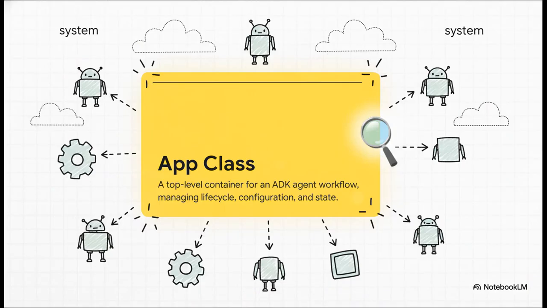Okay, so you've got these different types of agents, but how do you stop things from becoming a total mess, especially when you start using a bunch of them together? Well, that's exactly what the app class is for. You can think of it as the master container for your entire project. It's what takes all those individual agents and turns them into a single, organized, and manageable application. It's a really critical piece of the architectural puzzle.